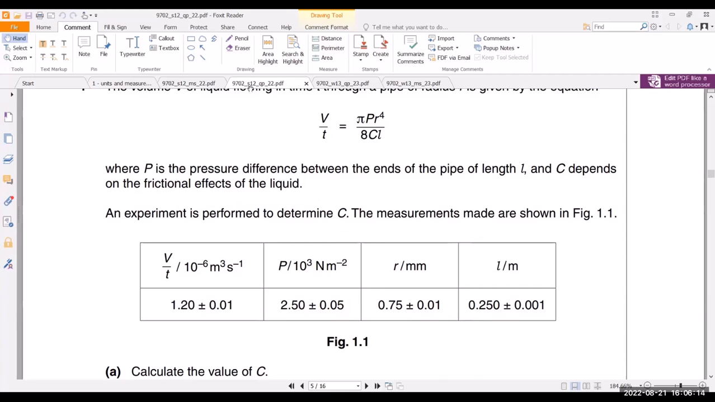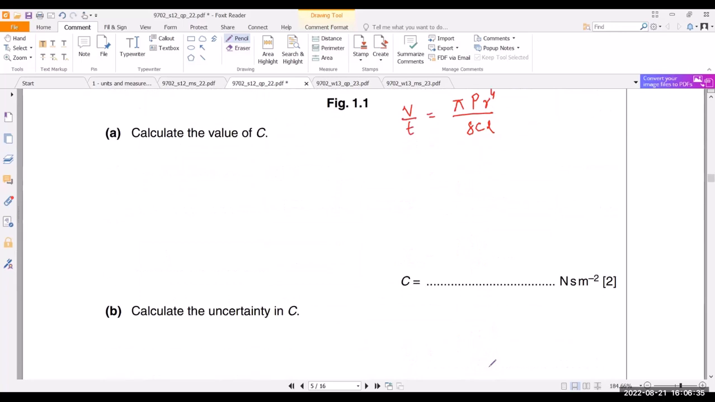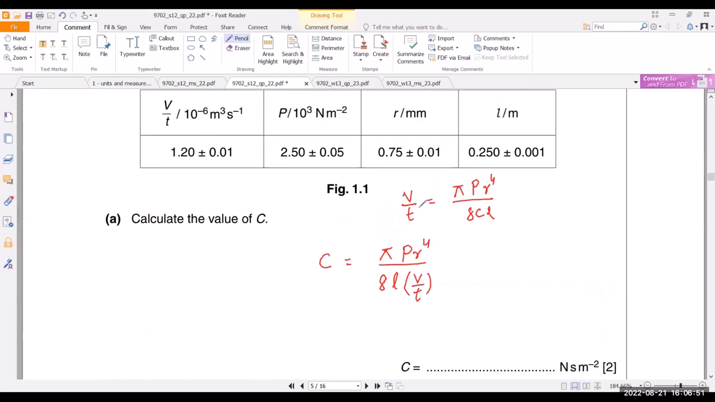First of all, the first step to do such type of question is to see the formula. We have to make C the subject over here. The formula will be V over T is equal to pi P R4 over 8Cl. Now, for the value of C, make C the subject: C is pi P R4 over 8 times L times V over T, because he has given the value of V over T.